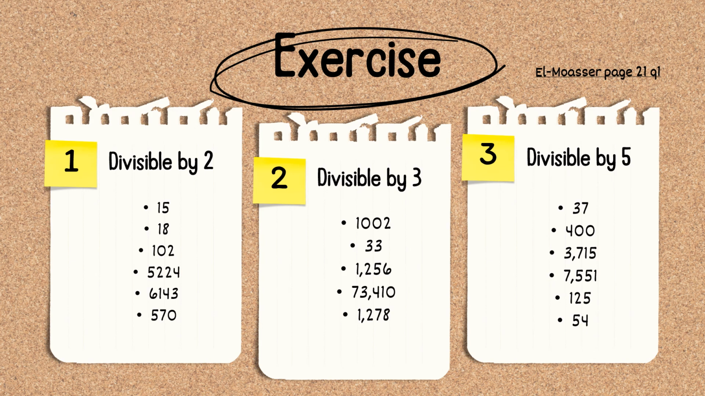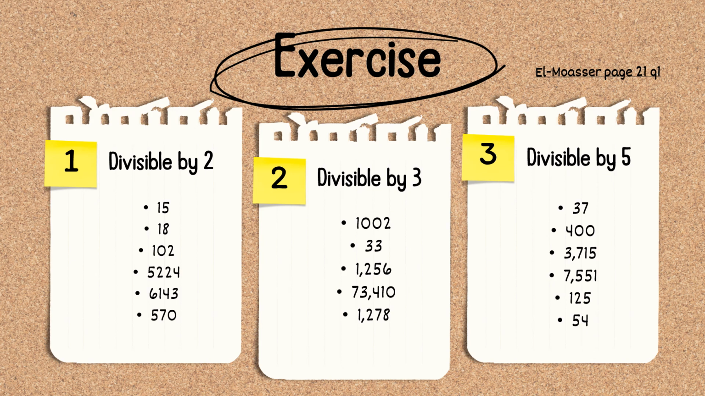And number 3, the list of number 3, divisible by 5. Which of the following numbers is divisible by 5? What is the rule of the number 5? Yes, any number that ends with 5 or 0 is divisible by 5. Let's check. 37. 37 doesn't end with 0 or 5, so it is not divisible by 5. 400 ends with 0. Yes, it is divisible by 5. 3,715 ends with 5. Yes, it is divisible by 5.